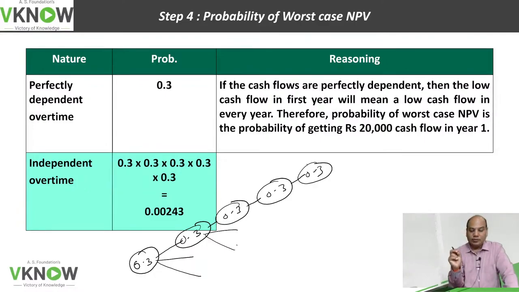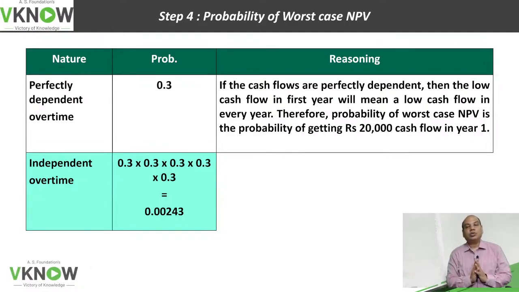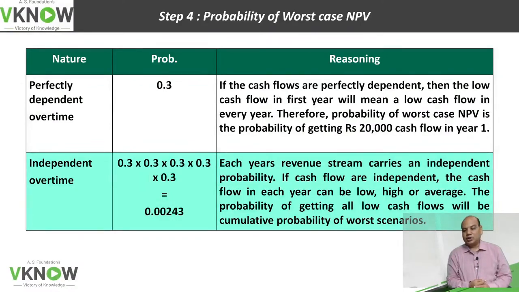What is the probability of getting 1 lakh in year 1 and 1 lakh in year 2 and 1 lakh in year 3? Which means you have to apply joint probability. Write down 0.00243. Write down the explanation. Explanation is not required for the exam, but you have to write the explanation so that in future when you are revising it, you can understand. Write, each year revenue stream carries an independent probability.